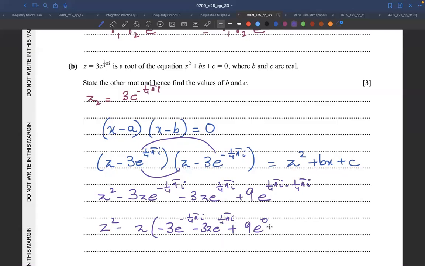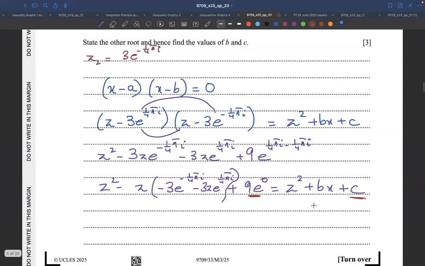And we close the bracket over here, and we compare it with the left hand side. Now on the left hand side, the constant term is c, and the constant term over here is 9 e to the power of 0. Now we know that e to the power of 0 is 1, so c would be equal to 9 times 1. So we have the value of c. Sorry, 9 times 1 will be 9, so c would be equal to 9.